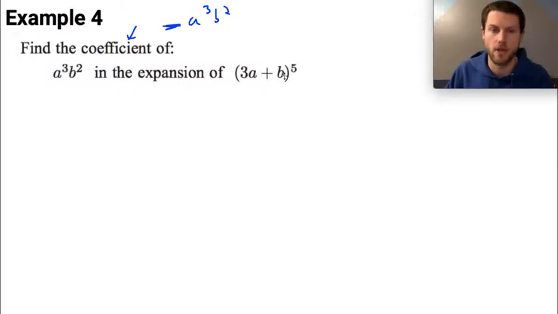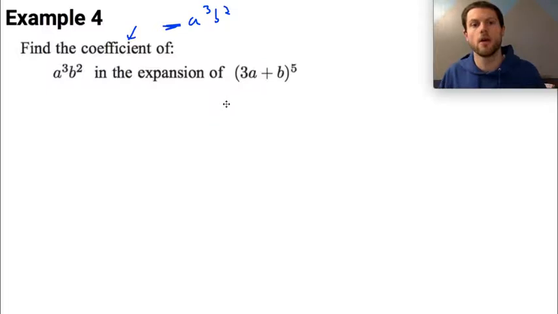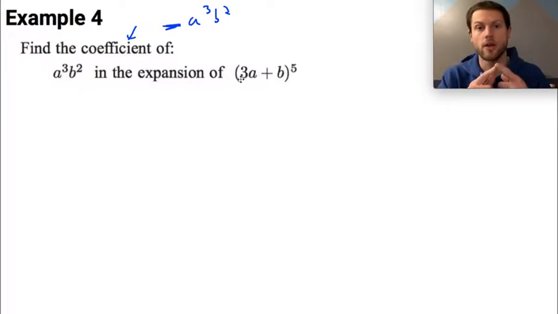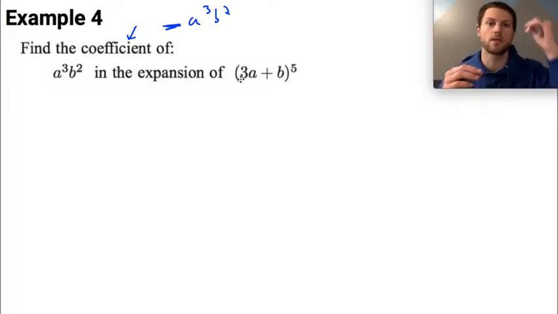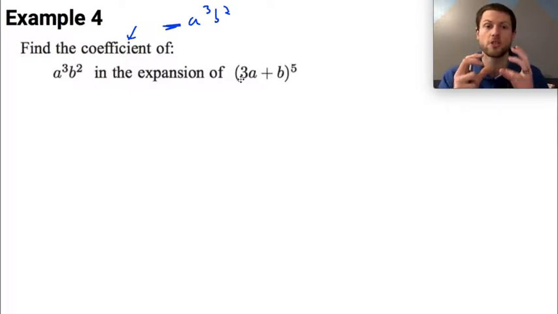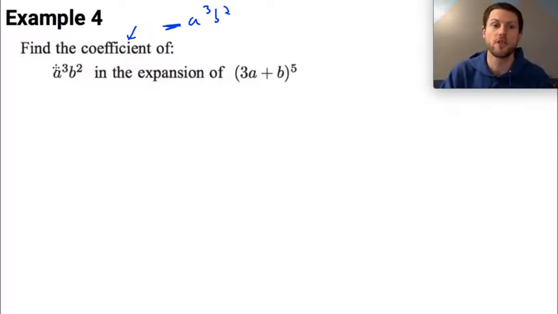Well, I could spend the time to multiply 3a plus b out over and over and over again, or I can use the binomial expansion properties that I've seen so far, using Pascal's triangle and all those properties with descending and ascending exponents to kind of hone in or narrow in my focus on just the coefficient of this term. So let me show you what I mean.